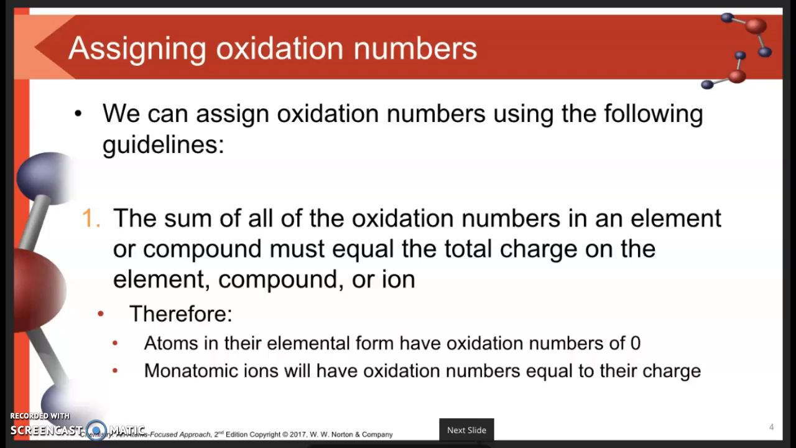Now, what we can also say is that if I have monatomic ions, like the chloride ion, the oxide ion, the sulfide ion, those ions are going to have oxidation numbers that are equal to their charge. So for a chloride ion, Cl-, its oxidation number is -1. For barium 2+, its oxidation state is +2. So that makes things a little bit easier.